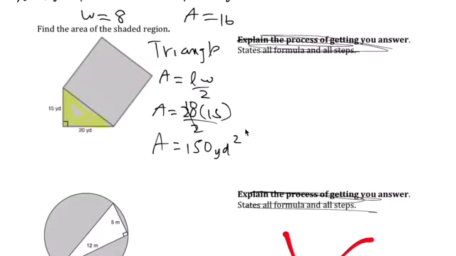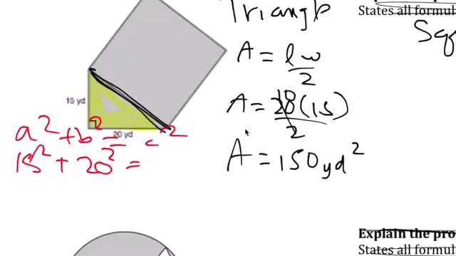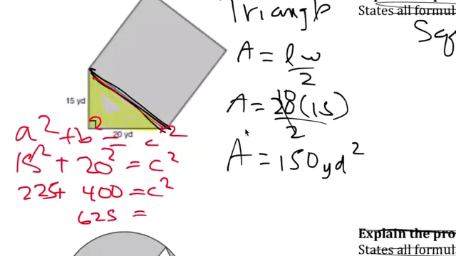To find the area of the square, well, we need to know one of the sides. In order to do that, we need to do the Pythagorean theorem. A squared plus b squared equals c squared. So that's 15 squared plus 20 squared equals, we don't know the longest length, which is c squared. 625 equals c squared. Take the square root. C here is 25.